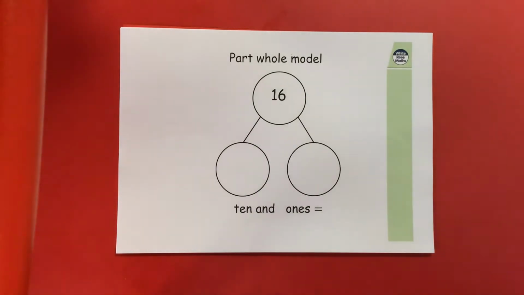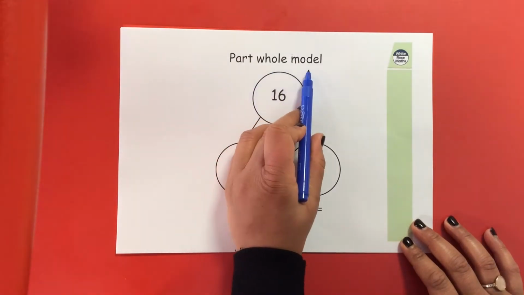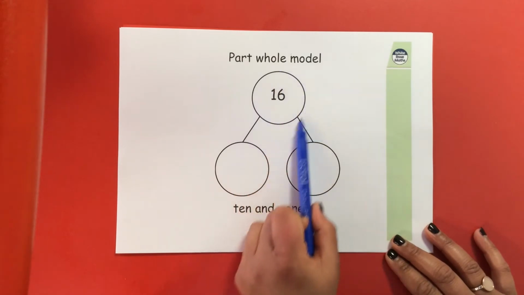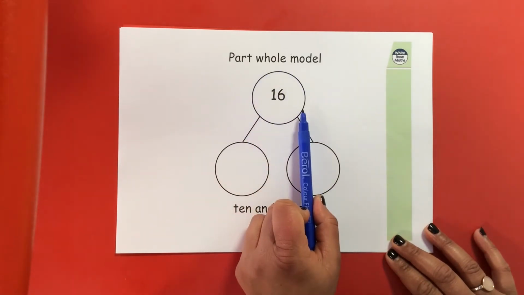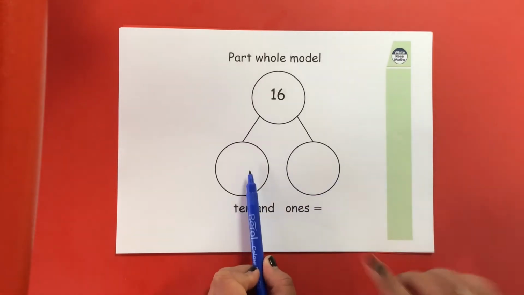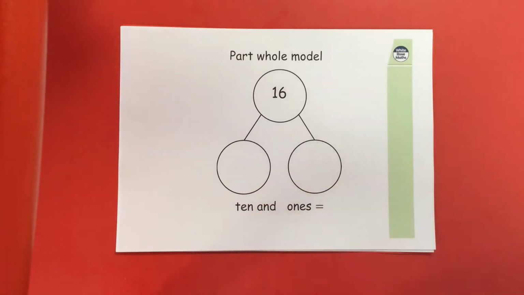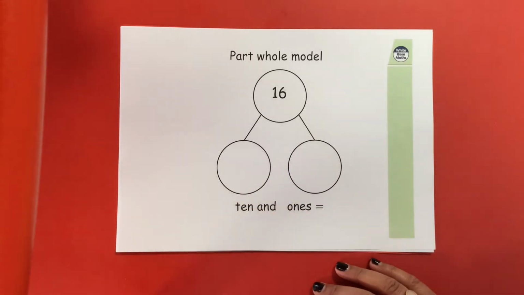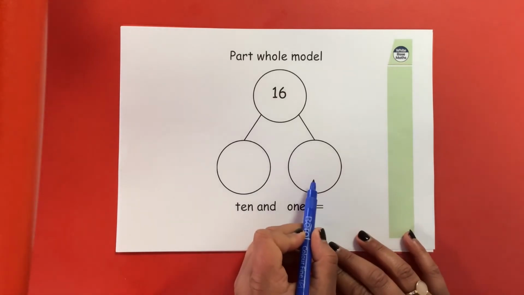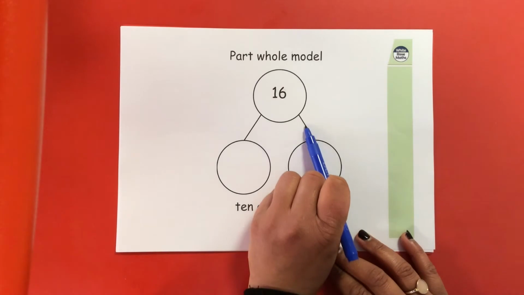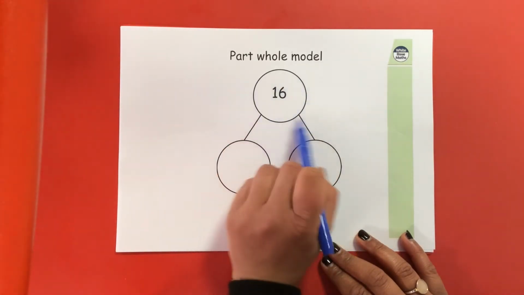So here is a diagram, a picture of a part-whole model. Let's have a little look at it. We have got a circle at the top and two circles at the bottom. These two circles are not joined together, otherwise there would be a line here. So where is the circle being joined to? That's right, look at the line. It's going to this top circle here.